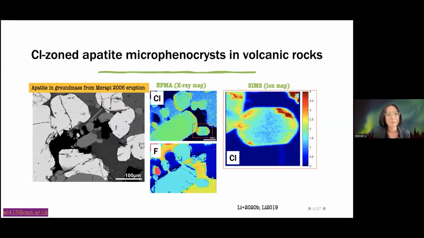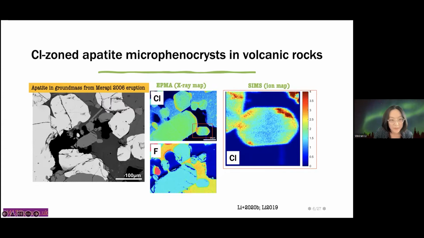We have analyzed apatites from volcanic rocks from different volcanoes. And then we observed a common feature for apatite microlites from effusive eruptions: that they are chlorine zoned. Here I'm just showing one example of apatite in the groundmass from the Merapi 2006 eruption. This is a backscatter electron image. You can see apatite in this grayish color here.